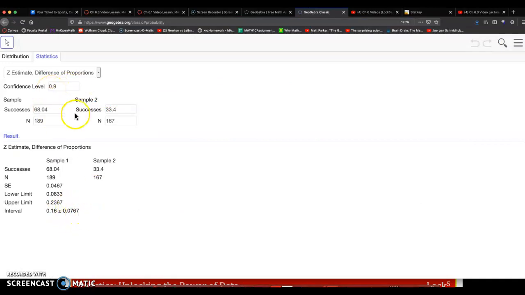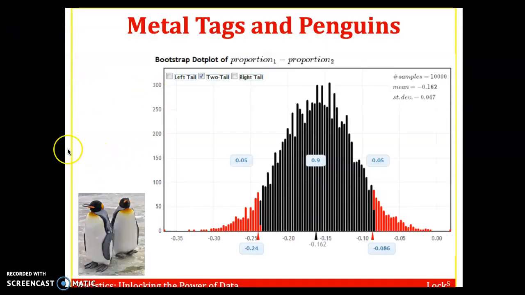So you're definitely allowed to use GeoGebra to help calculate confidence intervals. And later on, I'll show you how to use this to get p-values for hypothesis testing. All right, excellent.